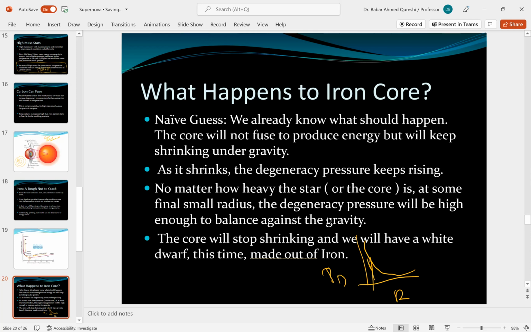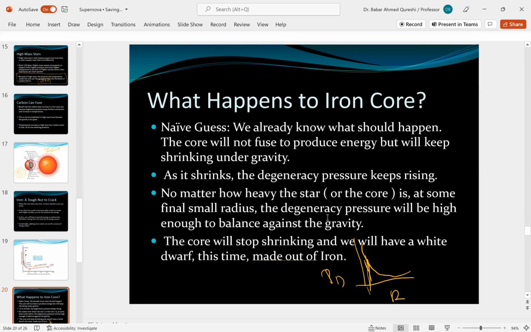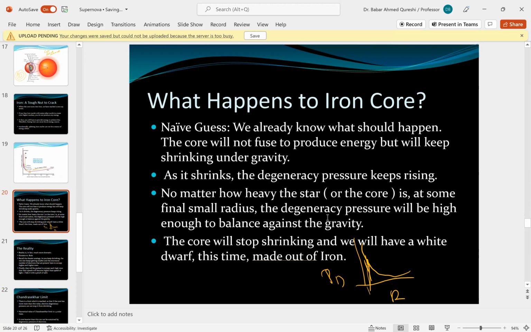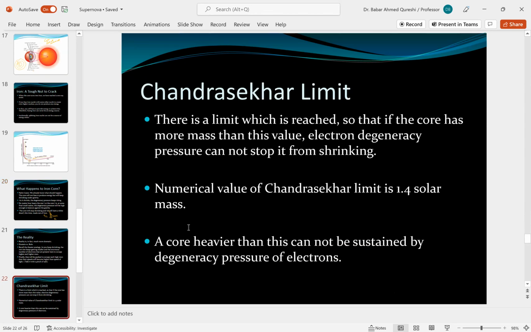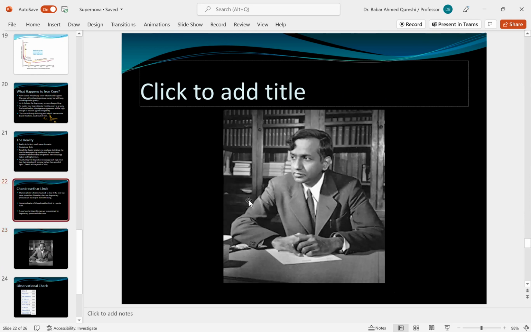So finally, at some radius, you're going to balance the gravity and you will have a very crushed iron core left out, and you will probably have a white dwarf made of iron. But the reality is a bit more dramatic. And it's dramatic because of something called the Chandrasekhar limit.